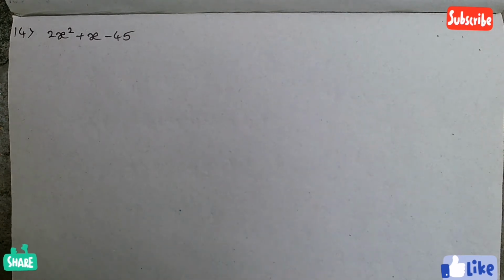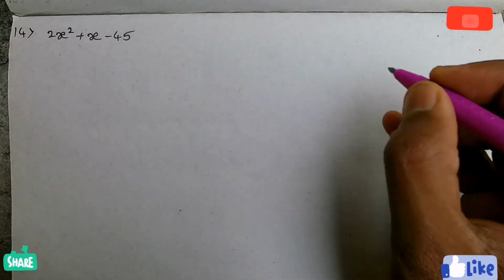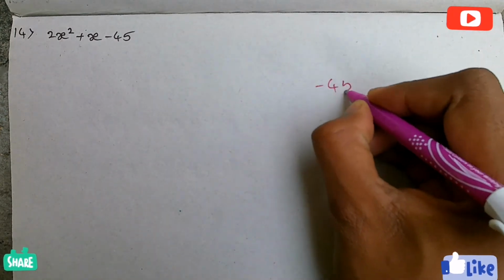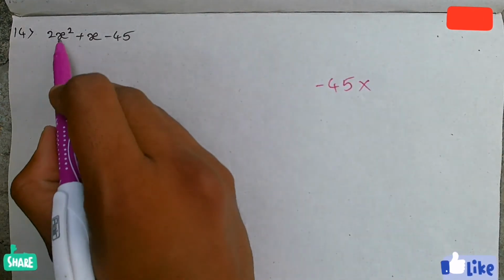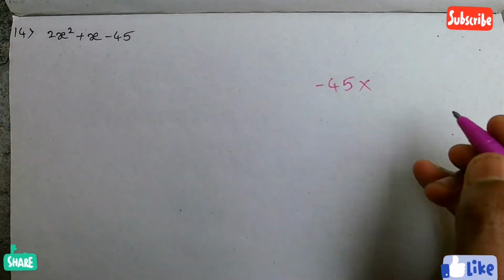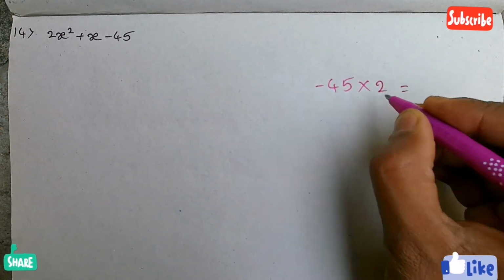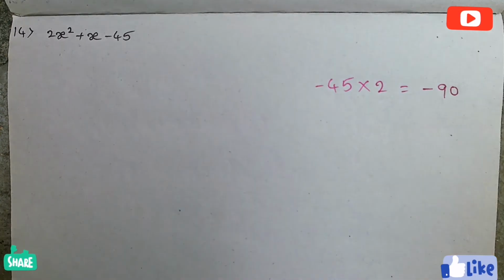The question is 2x square plus x minus 45. Okay, first step as usual, that is taking the constant. Here the constant is minus 45 into the x square coefficient. Here before x square 2 is there, so the x square coefficient will be 2. Minus 45 into 2 is minus 90.